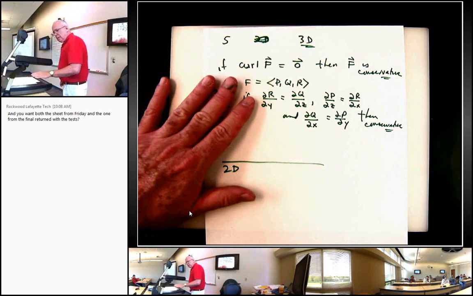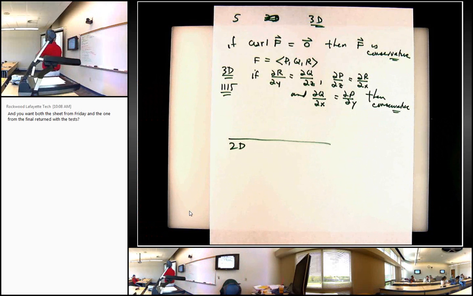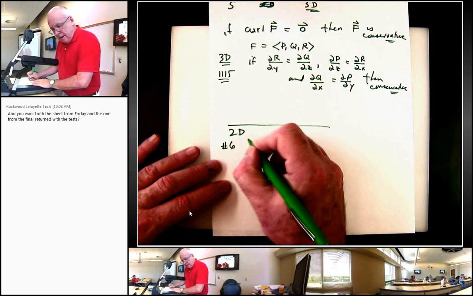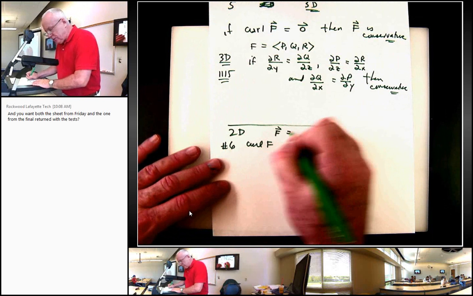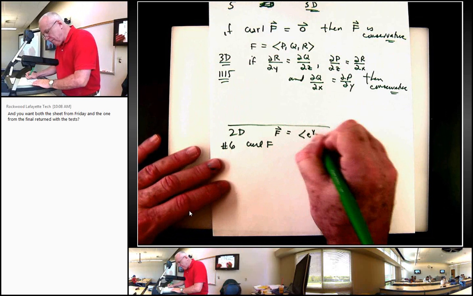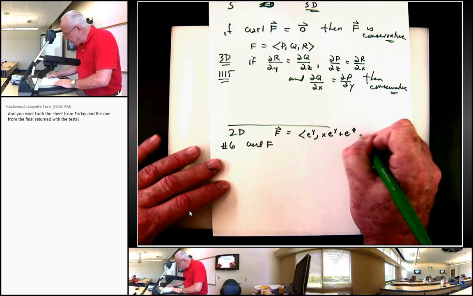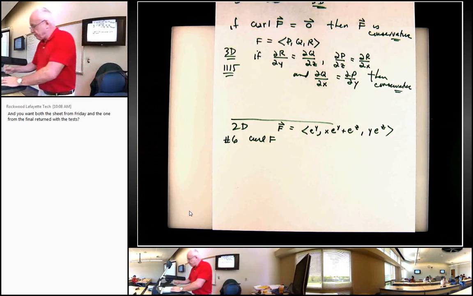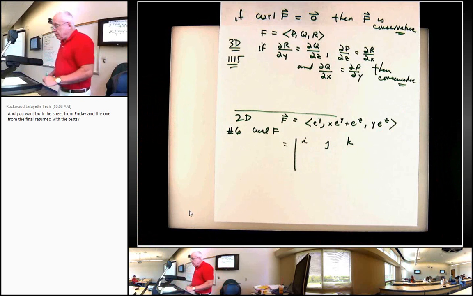Well, I'll do one of these curl things, but Jordan, do you understand that for 3 dimensions, that's what you're going to have to look at? Let me just figure out for number 6, let's just figure out the curl of F. In number 6, F is what? e to the y, x e to the y plus e to the z, and then y e to the z. All right. So the curl is i, j, and k. And then, let's see.